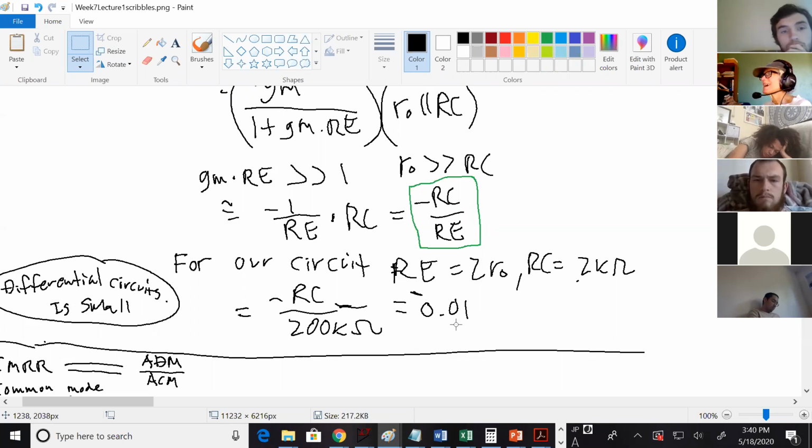And if you use an active load, things change here because now your RC is RO, and so this gets worse. You'll see on the homework, when you get experimental results, that it won't be 1, but it will be like minus 0.7 or something like that. It won't be this good.